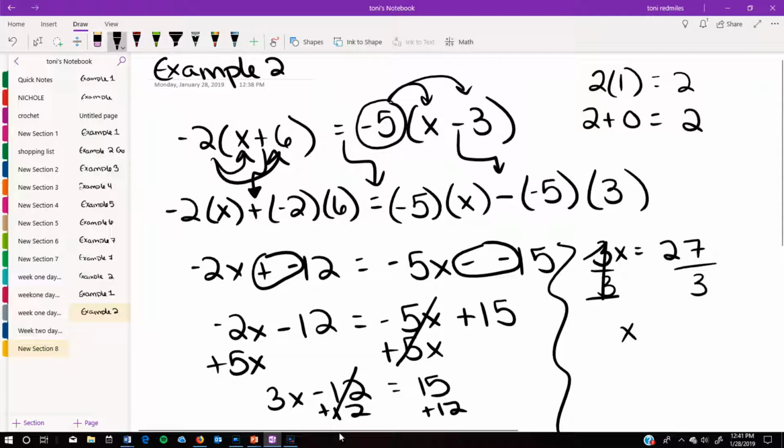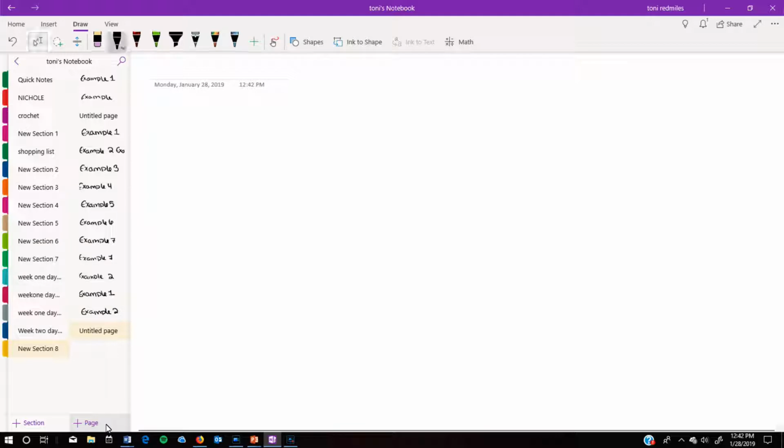So anything being multiplied or divided, we want to get a 1. Anything being added or subtracted, we want a 0. So 3 goes into 27 9 times. So now let me get a new page and we're going to do the check for that one. So we got 9 as our answer.